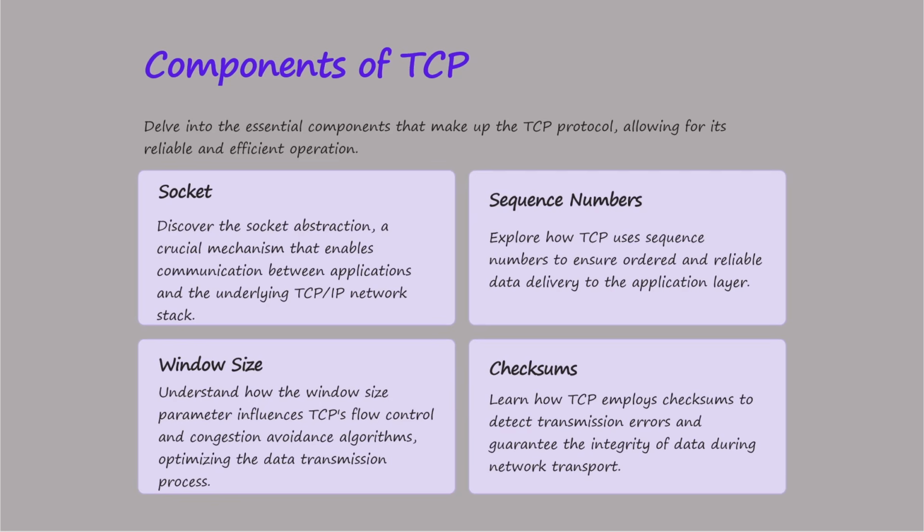Okay, socket: discover the socket abstraction, a crucial mechanism that enables communication between the application and the underlying TCP/IP network stack. Sequence number: explore how TCP uses sequence numbers to ensure ordered and reliable data delivery to the application layer. Window size: understand how the window size parameter influences TCP flow control and congestion avoidance algorithms and optimizes the data transmission process. And last, checksum: learn how TCP employs the checksum to detect transmission errors and guarantee the integrity of data during network transport.